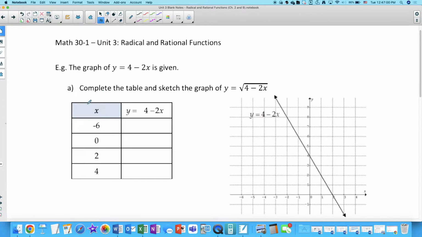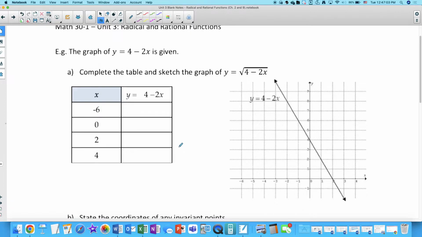Okay, so when x equals -6, y will be 4 minus 2 times -6, which is what? 16, right? Okay. When x is 0, 4 minus 2 times 0 is 4. I'm getting a step ahead of myself. Okay, when x is 2, this is 4 minus 2 times 2, which is 0. And when x is 4, this is 4 minus 2 times 4, which is 4 minus 8, -4.